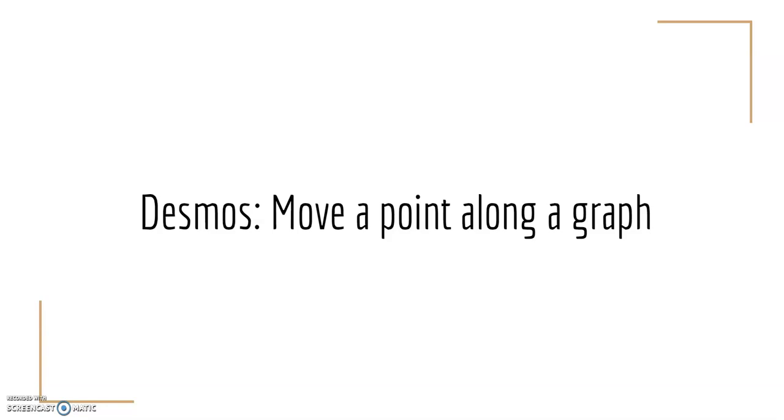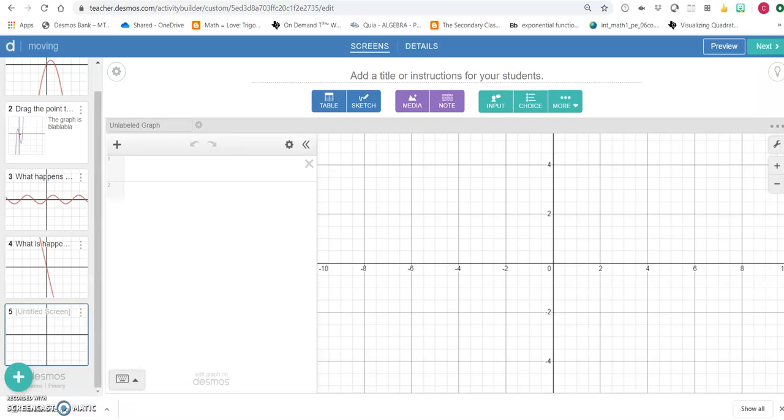All right, in this video, we are going to create a point that you can move and drag along a graph. So we're going to open up an Activity Builder graphs page. You can create something like this for just about any graph or relation, but it is easiest with functions. So for this, I'm going to use a function.